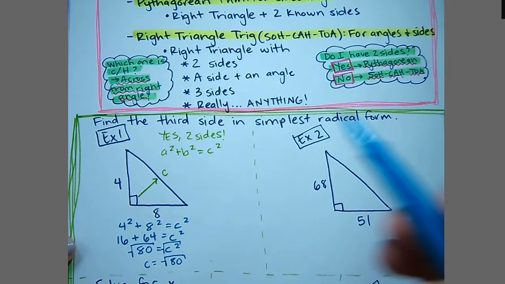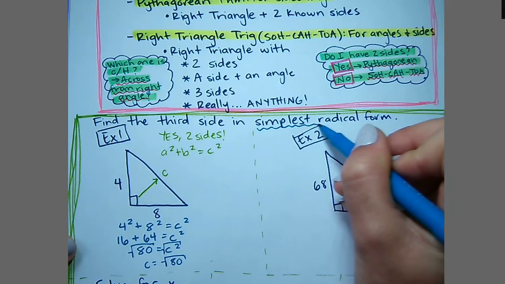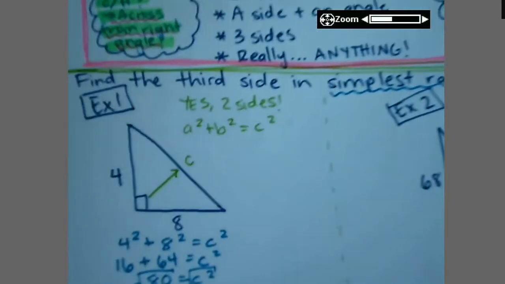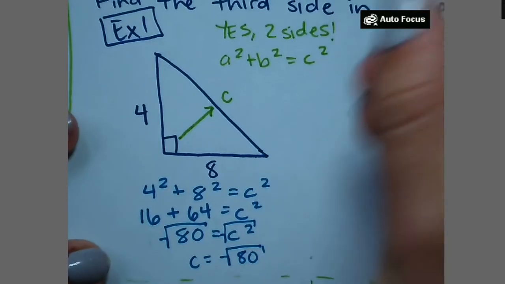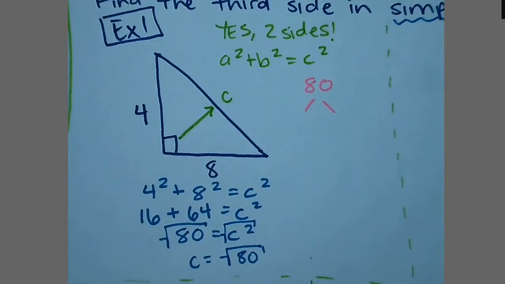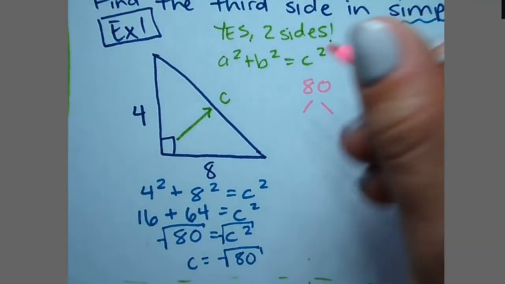But notice in this problem, it says in simplest radical form. What that means is that we're going to have to make a factor tree of 80 and see if we can pull something out. Okay, so we're going to make a factor tree of 80. All right, two factors of 80. It doesn't really matter which one you start out with, but I'm going to start with 10 and 8.